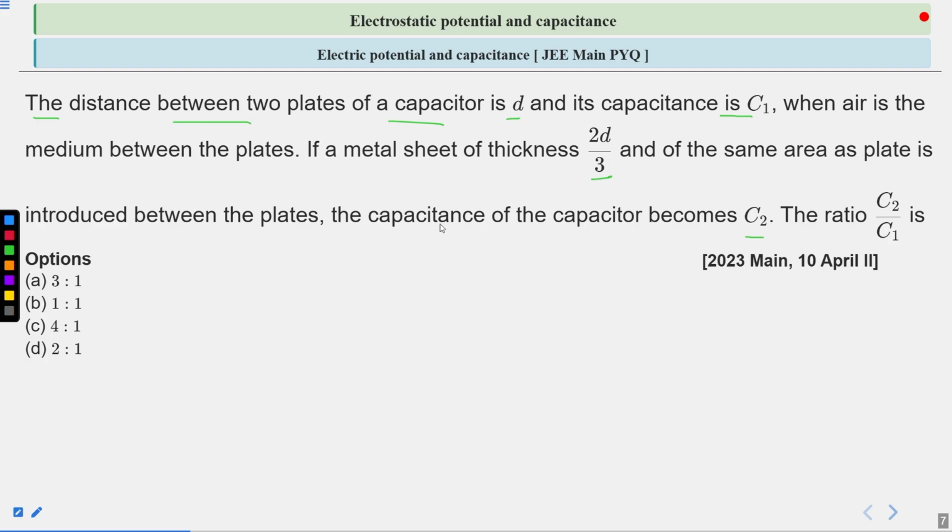Okay, so what has been done? Initially the capacitor has no dielectric plate, so its capacitance is C1. Now we have inserted a metal sheet, not a dielectric, of thickness 2D by 3 and of the same area as the plate between the plates. Now the capacitance becomes C2. The ratio C2 by C1 is? Options are 3:1, 1:1, 4:1 and 2:1. So I will give you some time to think about it.